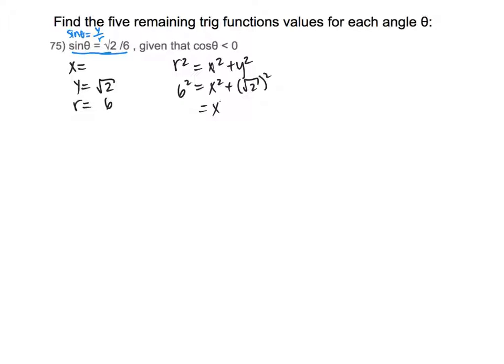So if I work this out, x squared plus 2 squared, the square root of 2 squared is just 2. And then this would be 36. So I'm going to be subtracting a 2 on both sides, so that cancels. X squared equals 34.